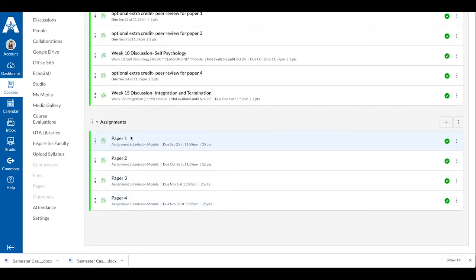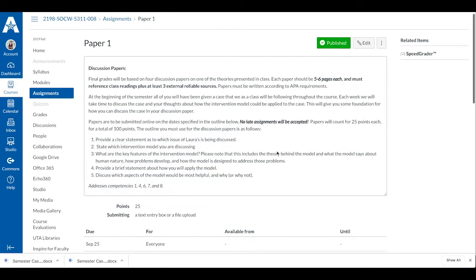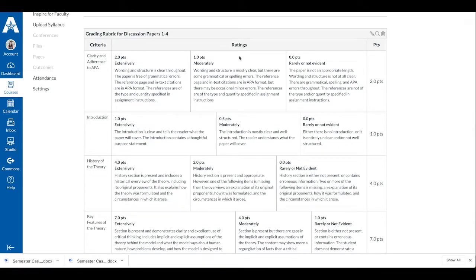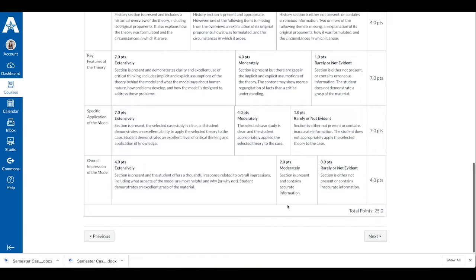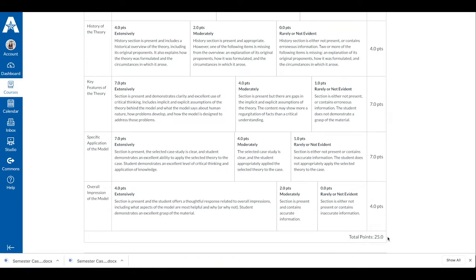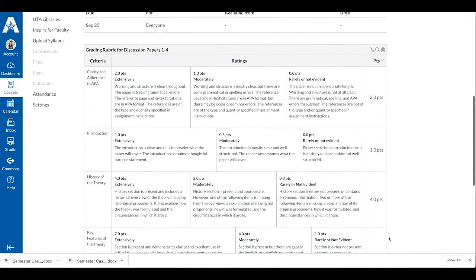I want you to please click on your assignment. So click on paper 1, and this is another description of the discussion paper. And then there's also a rubric. I highly, highly recommend checking out the rubric so that you know exactly what is expected. It's a total of 25 points, and the 4 papers throughout the semester will equal 100 points.